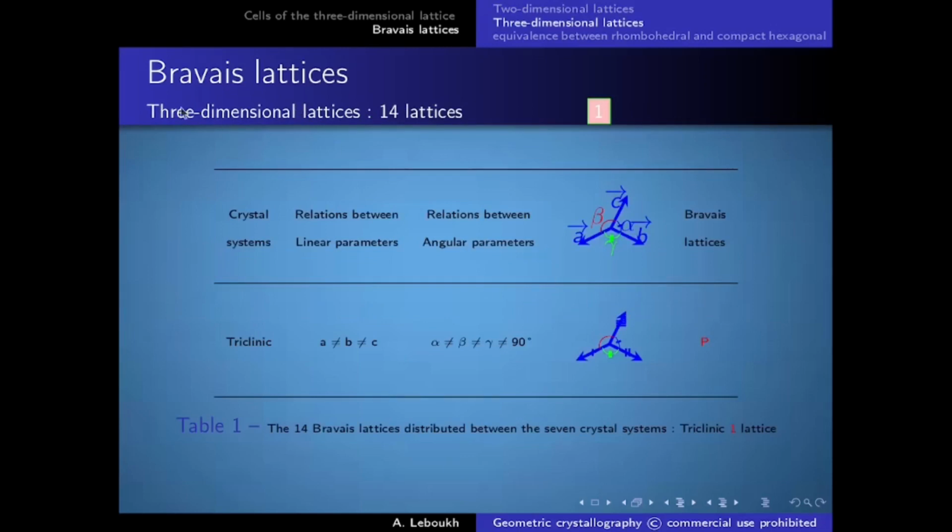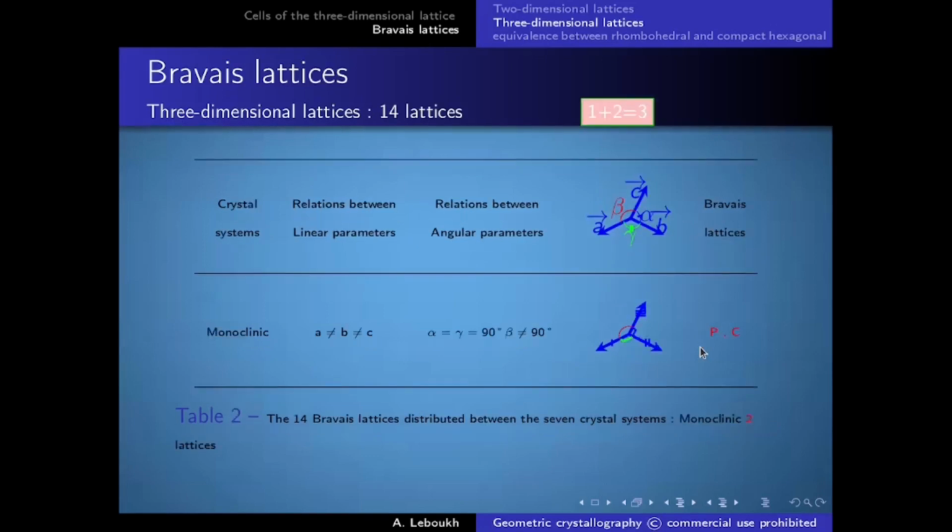Now, if we go to the three-dimensional lattice, we have 14 Bravais lattices. We enumerate these 14 lattices. We have the triclinic system, and with this condition, we have one Bravais lattice, which is P, primitive. The monoclinic with this condition on the parameters, and we obtain two Bravais lattices. One was found earlier, plus these two, we accumulate three Bravais lattices for a three-dimensional lattice.